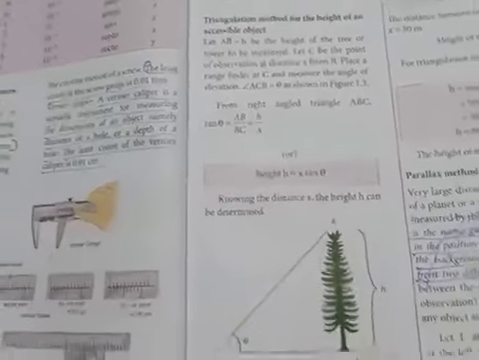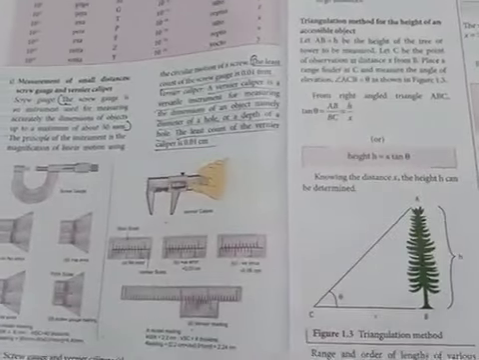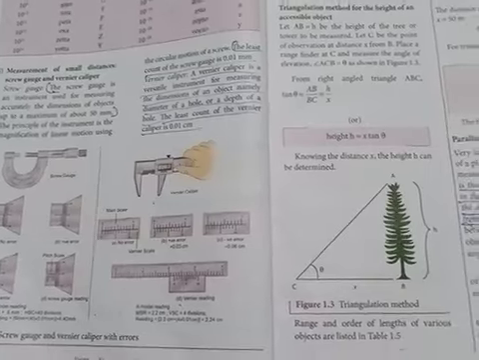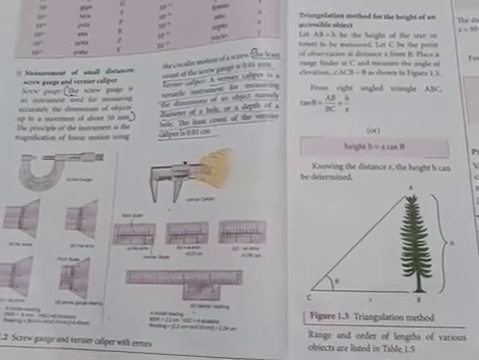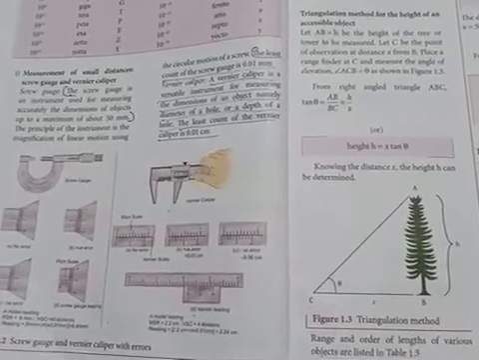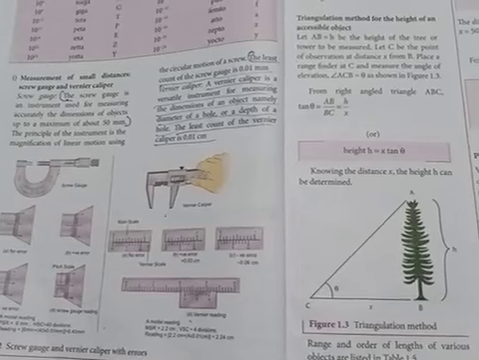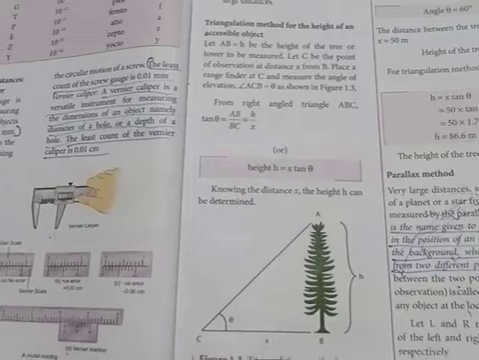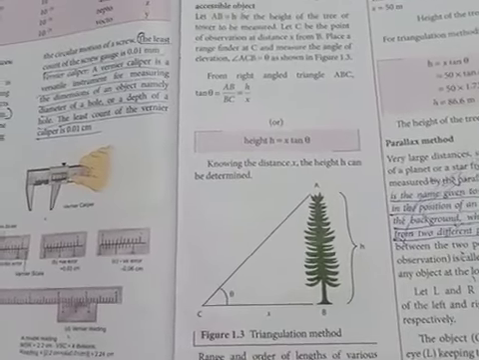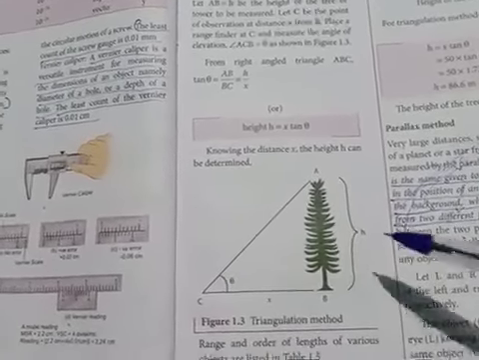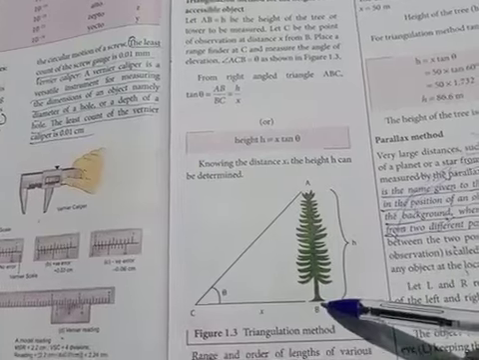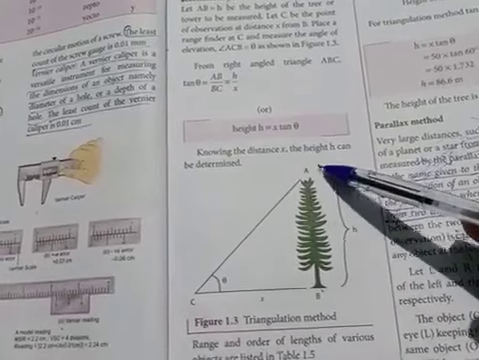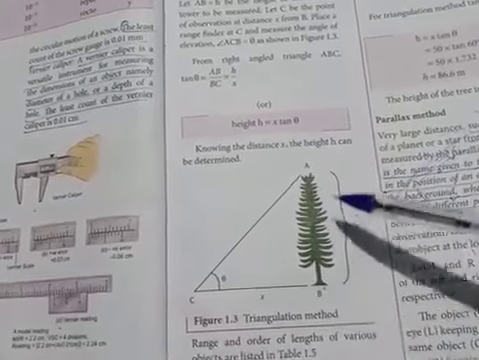Let us see what this triangulation method is. It is an important 3-mark question. You can see here, if you take a screenshot of this triangulation method for the height of an accessible object, you can see this diagram. Let us see this tree. The tree height is AB.